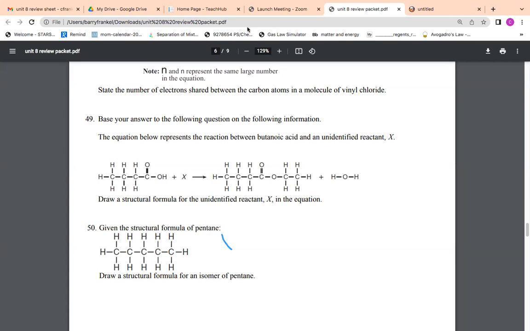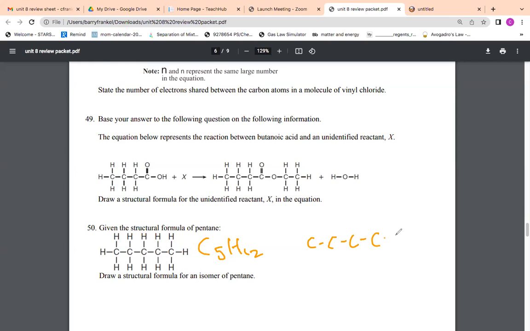So again, pentane. Let's go back to the orange. Pentane, we're going to want to have 5 carbons and 12 hydrogens. Okay, so I'm going to rearrange this thing again. An isomer has to have the same amount of stuff, but different structure. So one thing that we can do, and again, remember, you have to have new attachments. I'm going to take off this carbon and attach it somewhere else.